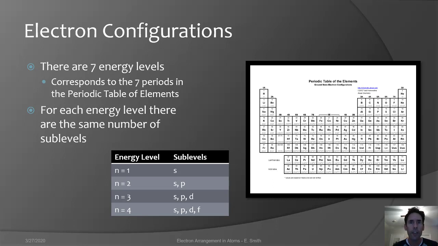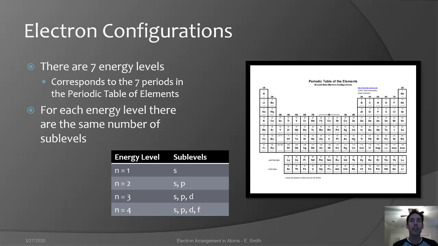So there are exactly 7 energy levels on the periodic table for the elements, meaning there are 7 rings, general ring locations, clouds, you might say, as to where the electrons are located. 7. Why 7? Well, because there are 7 periods in the periodic table.